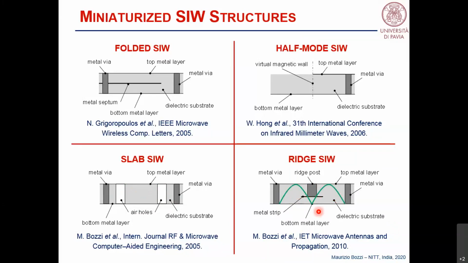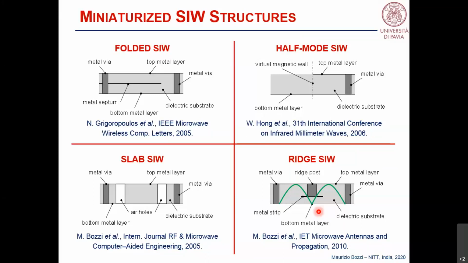The second mode is practically unaffected by the presence of the ridge, so it doesn't change its position. So in this way, we shift down in frequency the cutoff frequency F1 and keep constant the cutoff frequency F2. So we increase the bandwidth and we have also a lower resonance frequency for the same width. So somehow we miniaturize the structure.